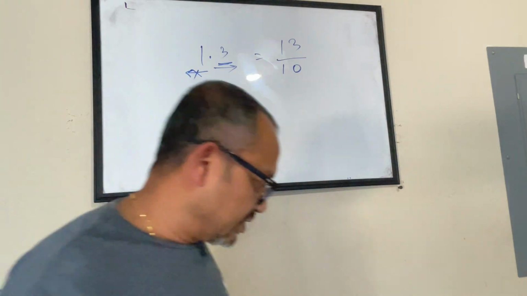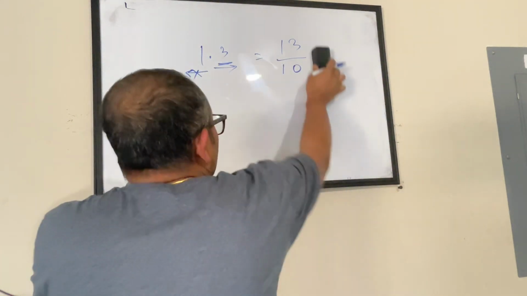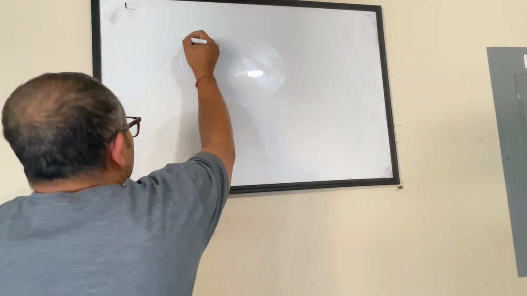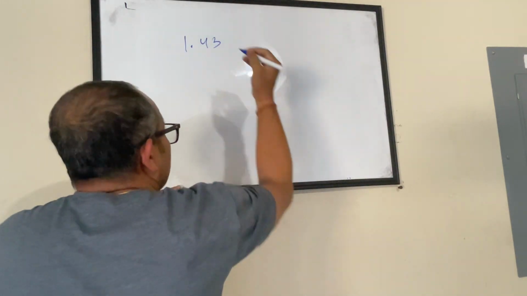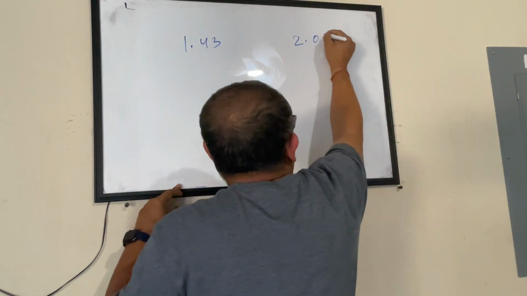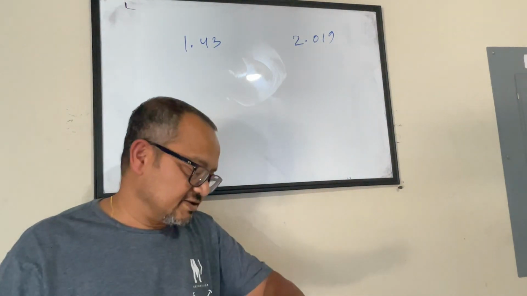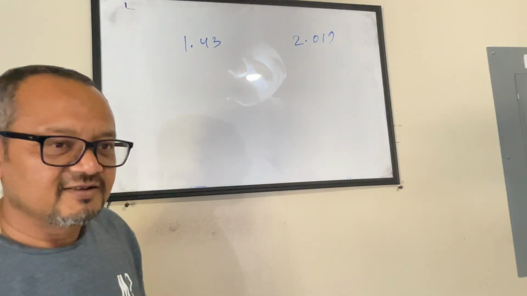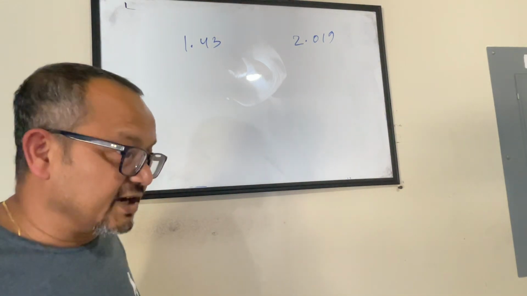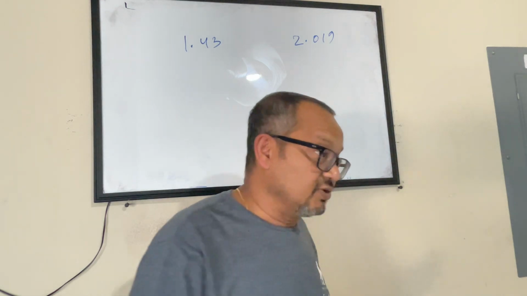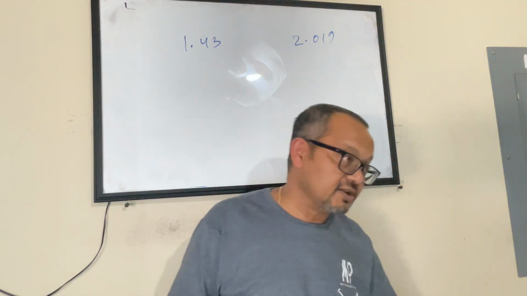Okay. Now, let me give you guys two problems. Okay, 1.43 and 2.019. Convert these two to fraction quickly in 30 seconds. 30 seconds is what it's supposed to take if you have learned it, if you have heard me.